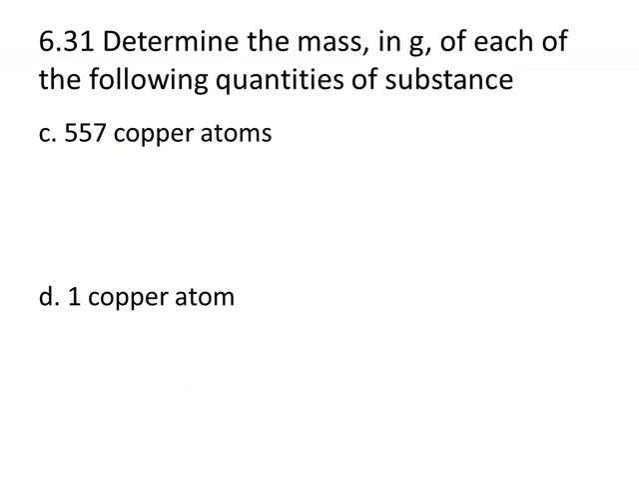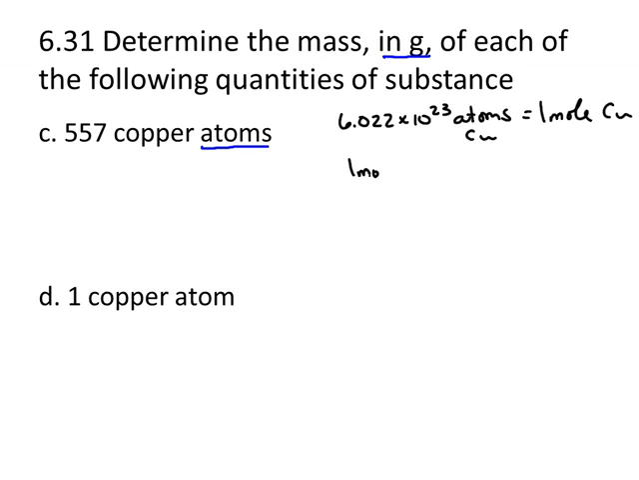Okay, determine the mass in grams of each of the following quantities of substance. I have 557 copper atoms. That's key. And I want to go to grams. So I'm going to start by recognizing that, again, 6.022 times 10 to the 23rd atoms equals 1 mole, in this case, of copper. And then from the periodic table, I can pull the fact that 1 mole of copper equals 63.54 grams.